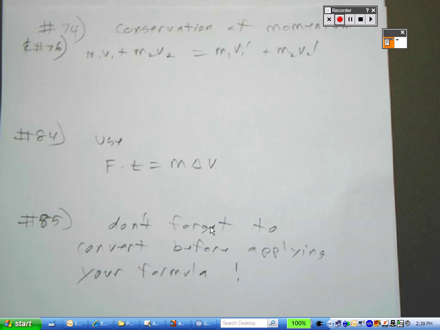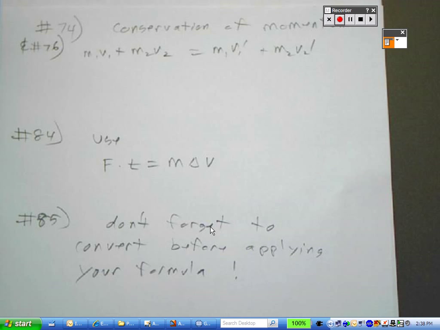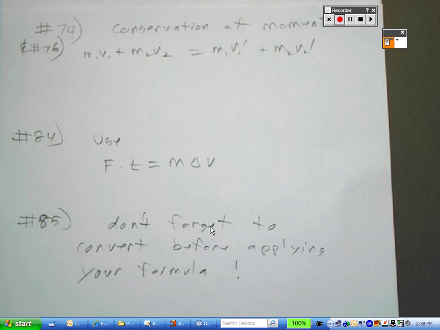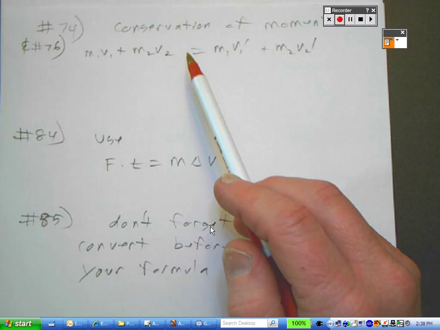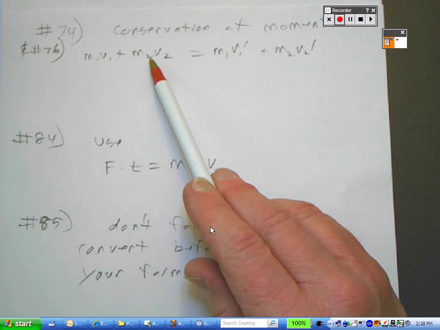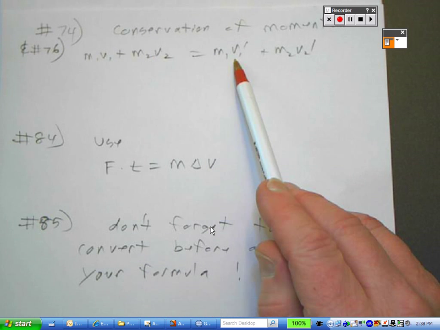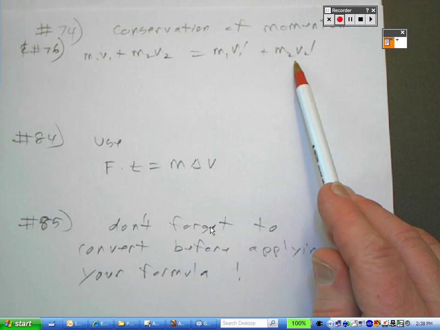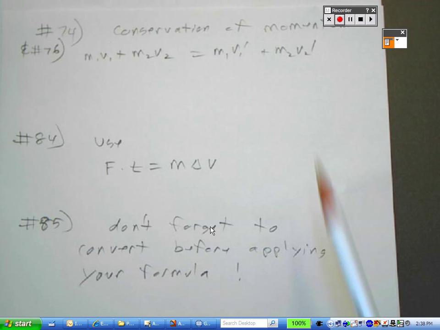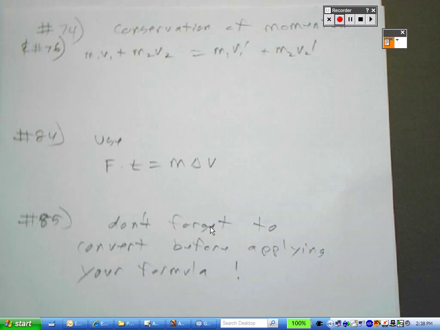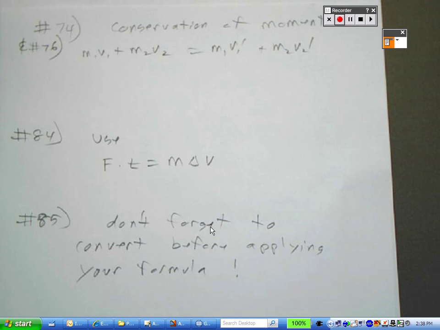Let's look at number 74. Number 74, you're going to have to switch to page 252, I believe. And this is a collision problem. If you have a collision problem, you are going to use our most important formula for the unit. m1v1 plus m2v2 equals m1v1 prime plus m2v2 prime. Remember, the prime means after the collision. And that would be, I'm sorry, that's number 74 and 76.